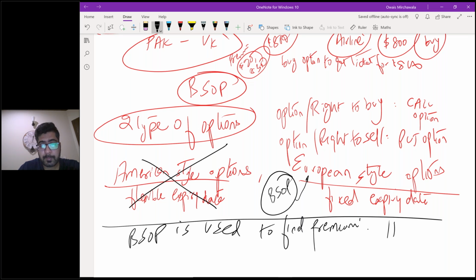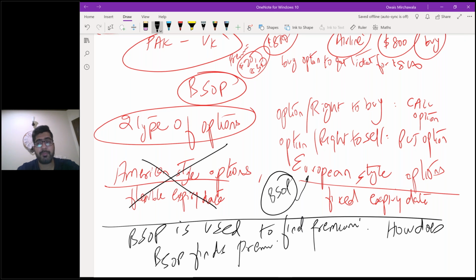How does BSOP find premium? That's an important thing. BSOP is used to find the value of premium. So how does BSOP find premium? Black-Scholes option pricing theory finds premium through a formula. It's a technical formula, but the good thing for you is that this formula would be given in the exam. Let's have a look at the formula.